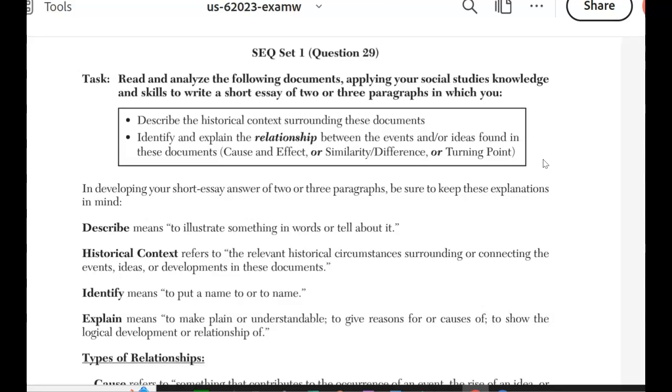Again, not summarizing the documents. I can't emphasize this enough. If all you do is summarize the documents or repeat it, that is not enough for the credit. You have to give information that sets them inside a historical context.